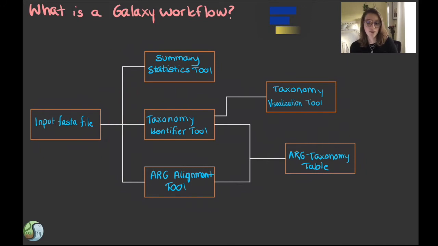Last, we'll talk through each of the 4 key final outputs: the summary statistics tool, the ARG alignment table, the taxonomy pie chart, and the ARG taxonomy table. You will display and analyze these visuals in your final projects.